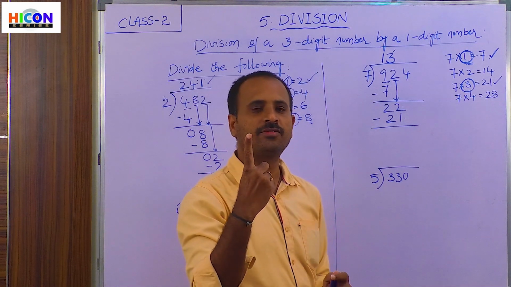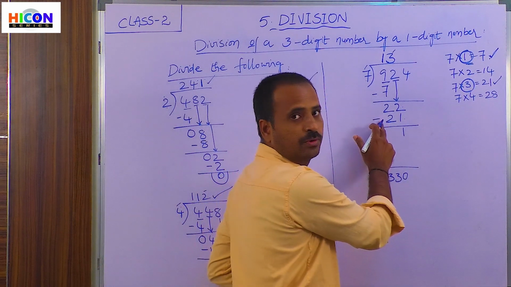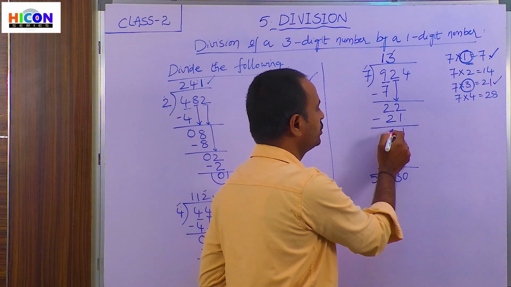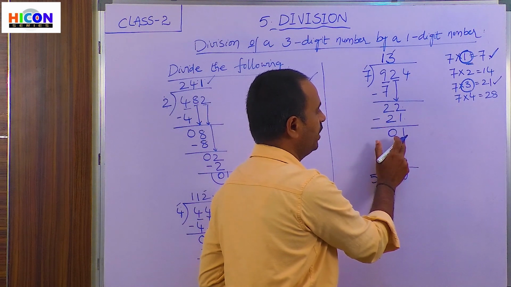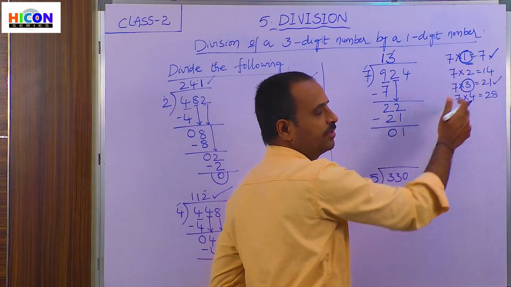How many fingers are there? 1 finger. So the answer is 1. And if you subtract 2 from 2, that is 2 minus 2, 0. So the number we have got is 1. And we did not get the number 1 in the 7th table.